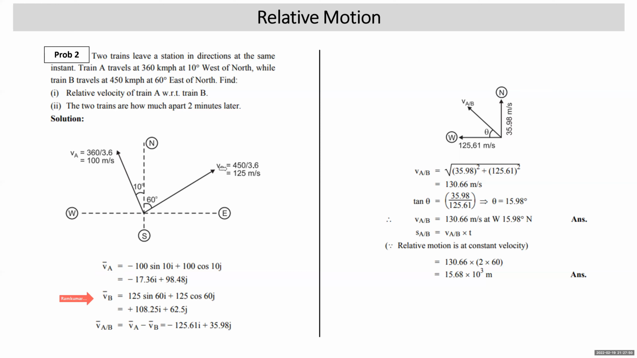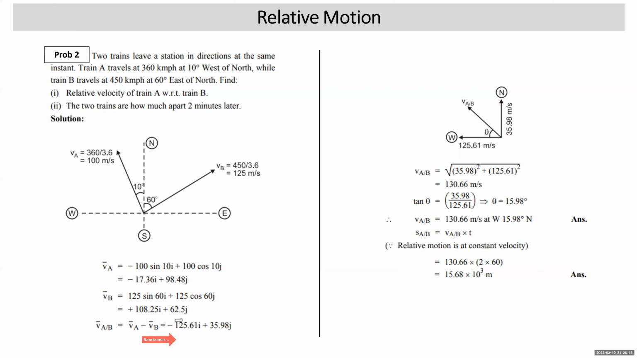Now velocity of train B in vectorial form. 125 sine 60 to the right, i, plus 125 cos 60, j. So you get it like this. Velocity of train A with respect to B, VA bar minus VB bar. So if you do VA bar minus VB bar, it comes out to be like this, minus 125.61 i plus 35.98 j. Now we have to find the magnitude and direction of velocity of train A with respect to train B.